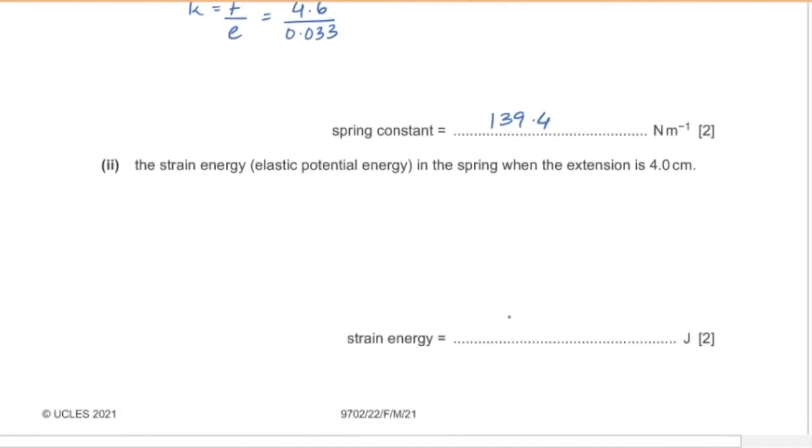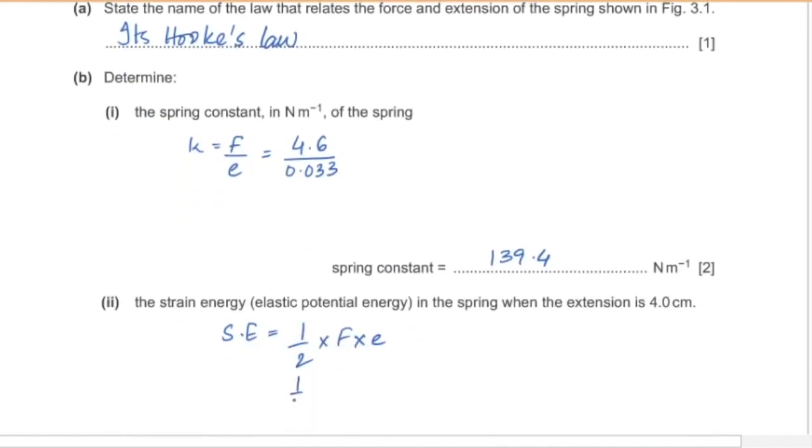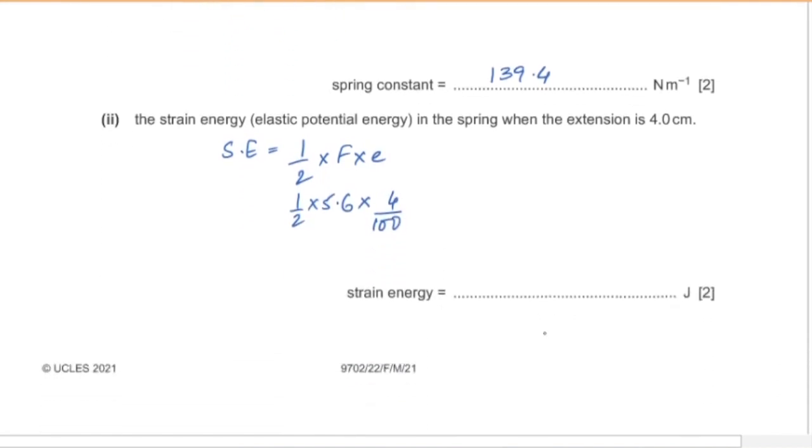Part 2, the strain energy in the spring when the extension is 4 centimeters. So the strain energy has a formula of half into force into extension. When the extension is 4 centimeters, the force that is being exerted on the spring is going to be 5.6 newtons. So 5.6 newtons of weight, which causes 4 centimeters of extension. I must convert centimeters to meters. The spring possesses a strain energy of 0.112 joules.